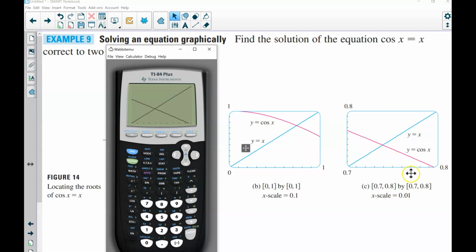Now, by moving the cursor to the intersection point of the two curves, or by inspection given that the x scale is 0.01, we see that the solution of the equation is about 0.74. If you hit trace, and hit the up arrow and down arrow, right here you should see that you have 0.74 and 0.74. So therefore, that's why it's saying that the solution is about 0.74.